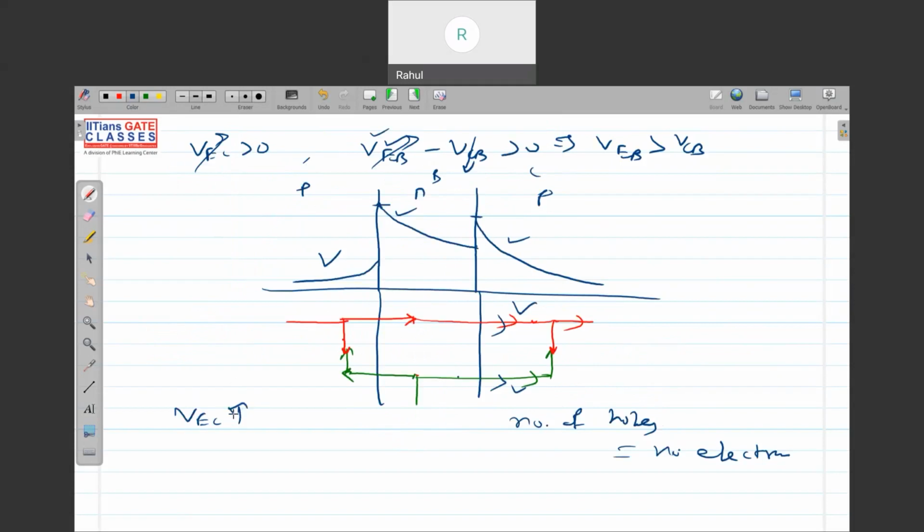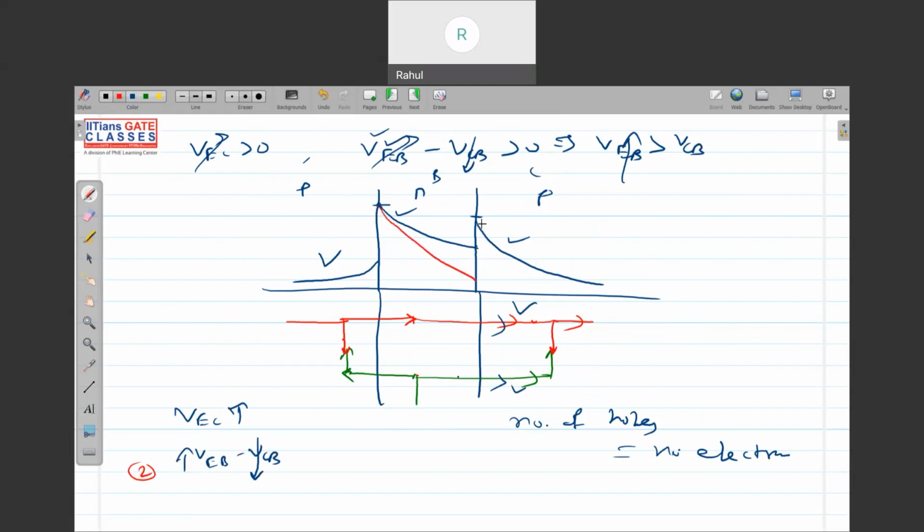Go on increasing. What will happen? VEC will be increasing, which means VEB is increasing and VCB is reducing, because VEC is nothing but VEB minus VCB. So what will happen? In the second case, suppose this is the second case, I am marking in red. This will be like this.